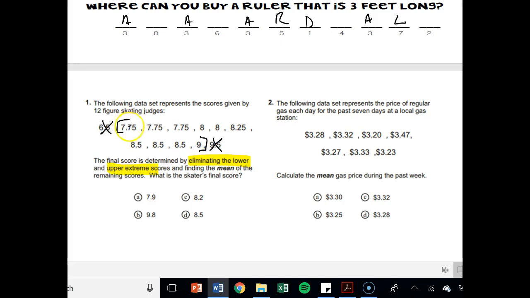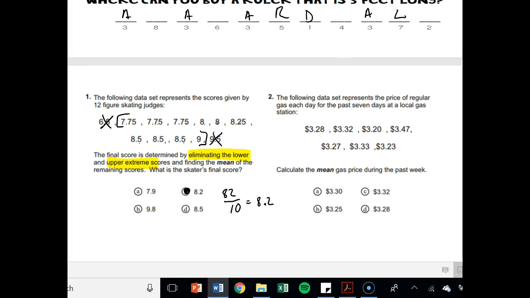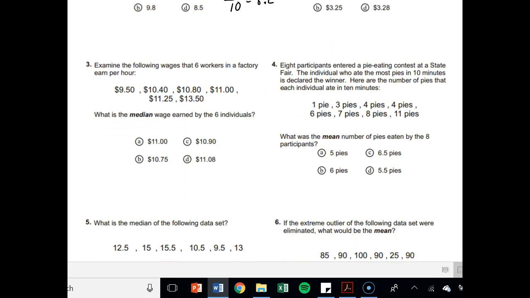So we add up these remaining scores because we've eliminated the lowest and the highest. We got 82 as our answer, and then we divide by how many scores were left. 1, 2, 3, 4, 5, 6, 7, 8, 9, 10. And so we get 8.2, right? All right, let's move down to number 3.